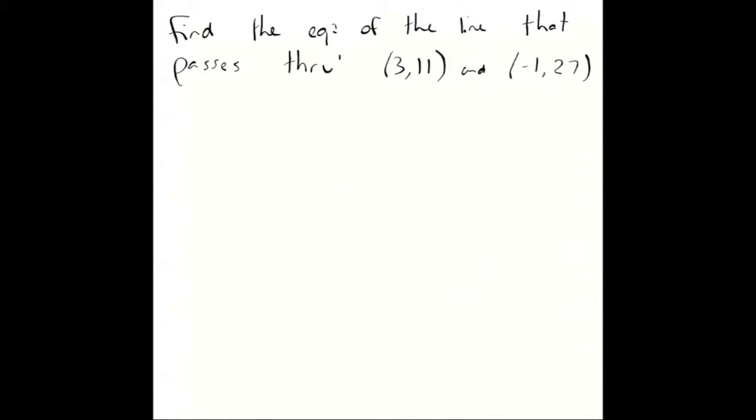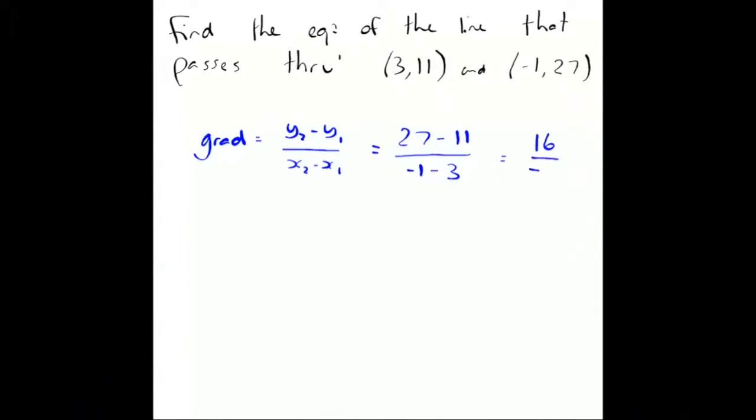To work out the gradient, we're going to use a formula we've learnt previously: y2 - y1 divided by x2 - x1, the increase in y over the increase in x. So that's (27 - 11) over (-1 - 3). That tells us 16 over -4, which we can simplify down to -4. We have a gradient of -4, so that's our m.